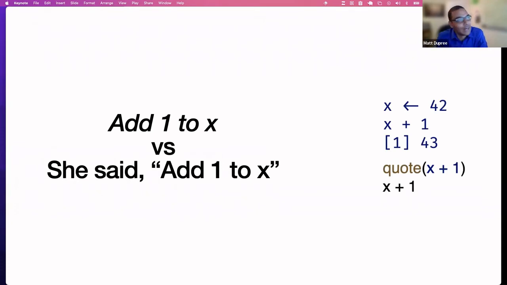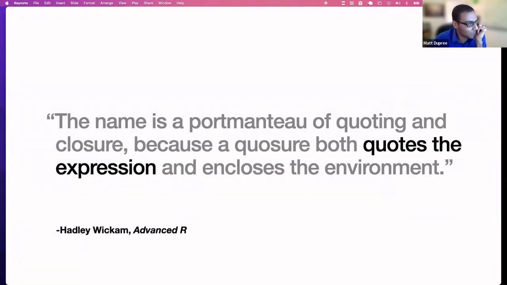To make that concrete, let's say you have X equal to 42. If you do X plus one in the REPL, you're going to get 43. That lines up with the add one to X part. If you wrap that X plus one in a quote function call, the REPL will just return X plus one. It's not going to evaluate it because you've quoted it. You're not saying do it. You're saying, this is the thing that I said. That's what we mean by quoting.